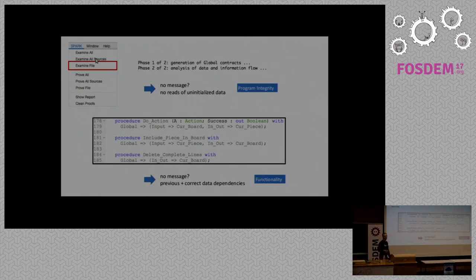So let's go further. Let's state the actual accesses to global variables in the API. So for example, the procedure Action will read the global variable that represents the board. It will read the current piece, and it may update the current piece because it will change its direction or its location. So we specify it with this global contract, saying that Cur_Board should be an input and Cur_Piece should be an input and output. And we do this for all the API, really easy here. And when the analysis, so re-clicking on Examine File, returns without any message, we now know that the implementation of the code respects all these correct data flows in the specification.